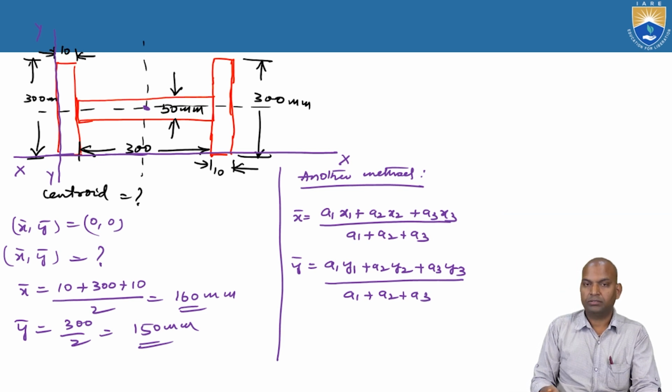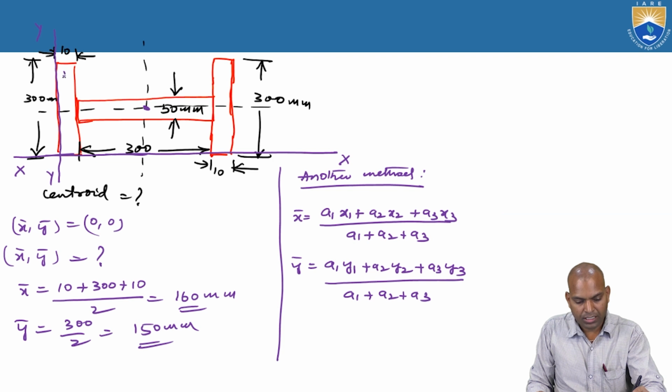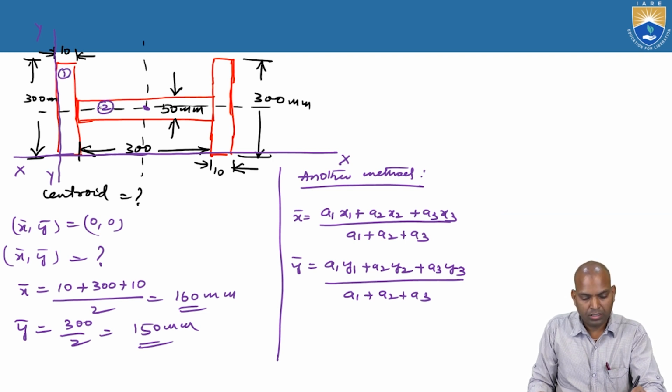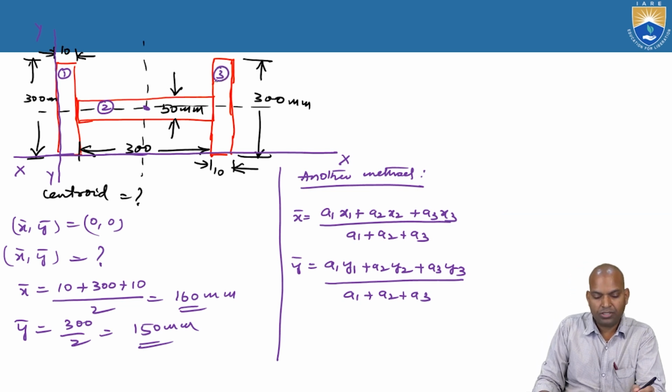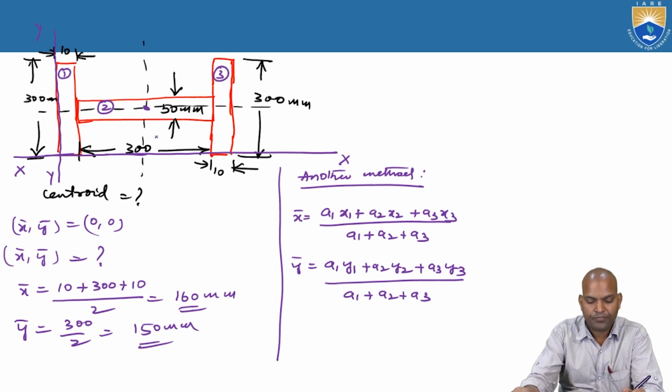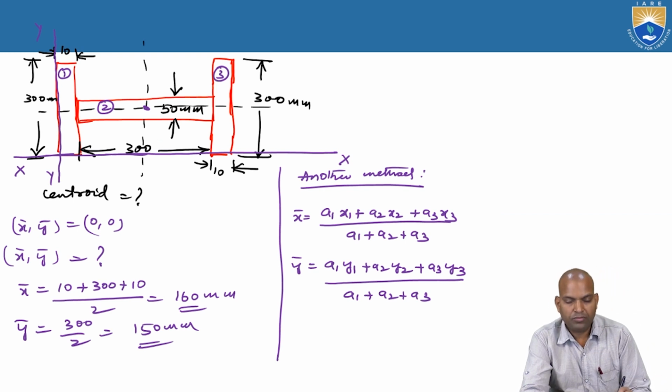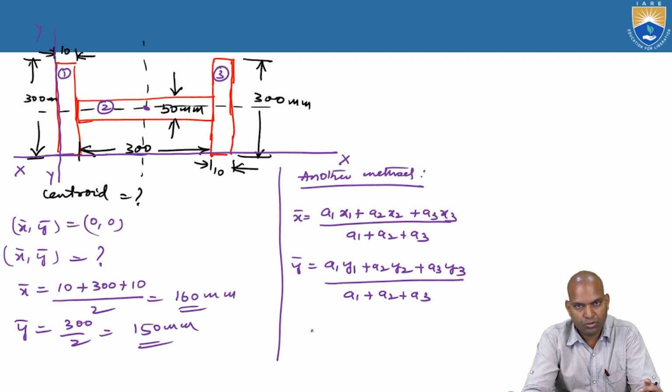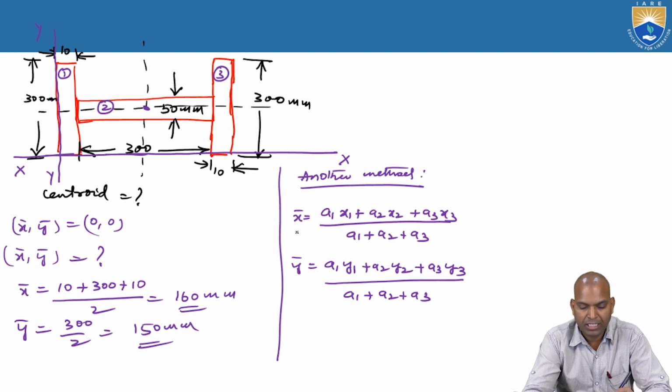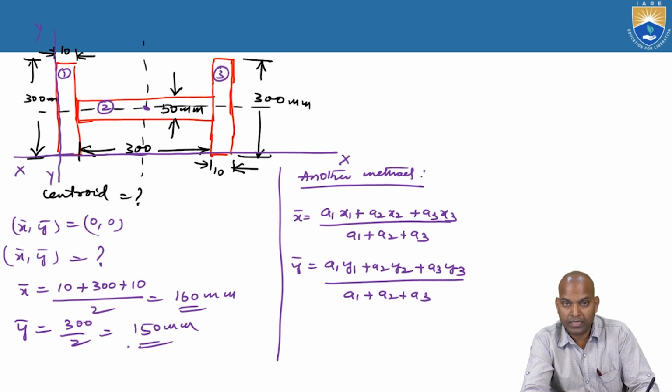Again, what is a1? Consider the left flange as section 1, the middle web as section 2, and the right flange as section 3. So we have to know what a1, a2, a3, x1, x2, x3, y1, y2 and y3 are. After knowing those values, if you substitute them in the bar x and bar y expressions, the same answers will be obtained. Alright, so how to make it?